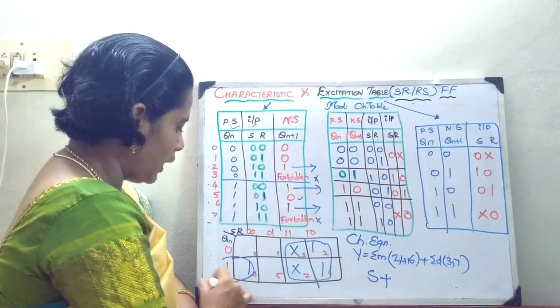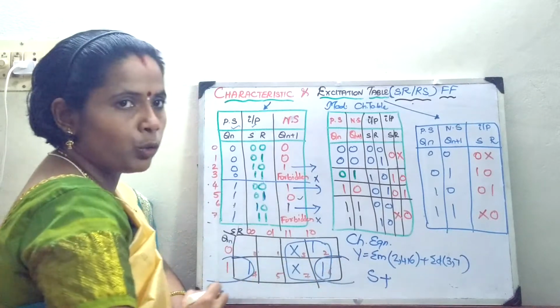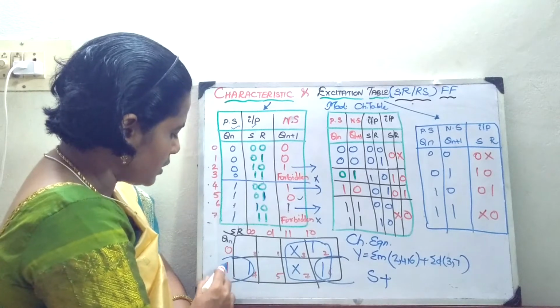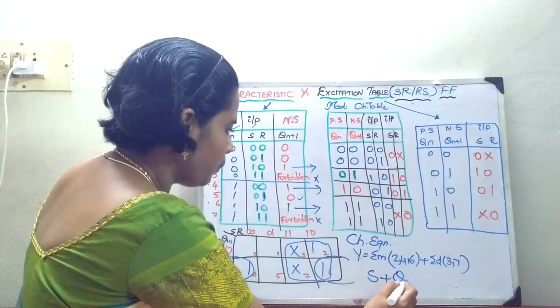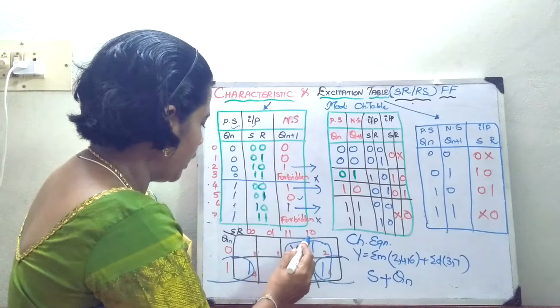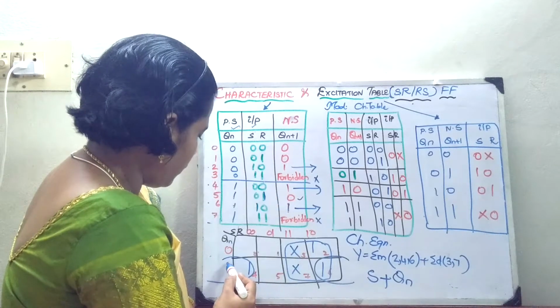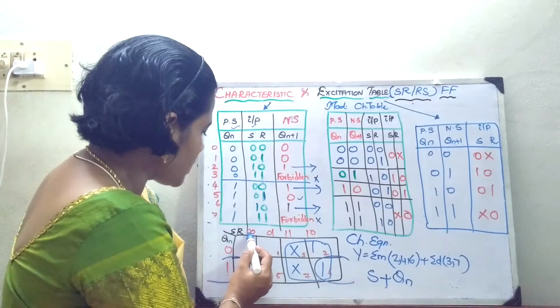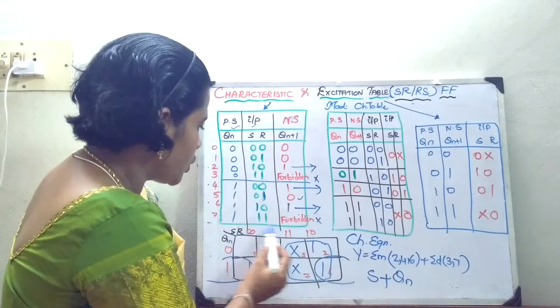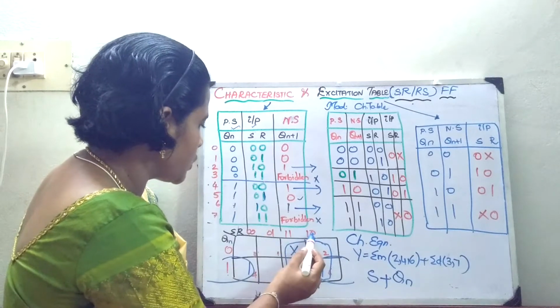Now, here I can group it as a 2-cell grouping. What will be the answer for this? It is 1, so Qn. The first variable is matching. It is Qn here. Next I have to see these two things: 0 and 1 it is not matching. 0 and 0 it is matching.